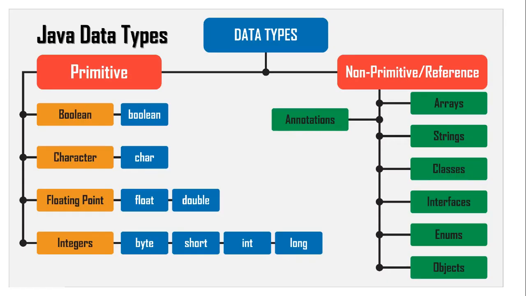Today we will learn about Java data types and how we can use different data types in a Java program. So basically there are two types of data type available in Java, primitive and non-primitive. On the left hand side you can see these all are primitive data types and these all are non-primitive data types.